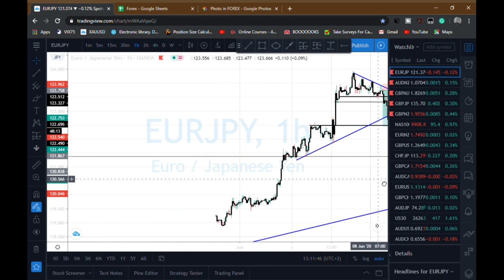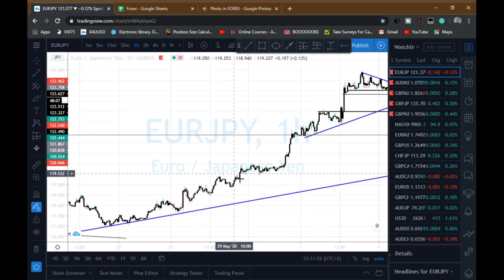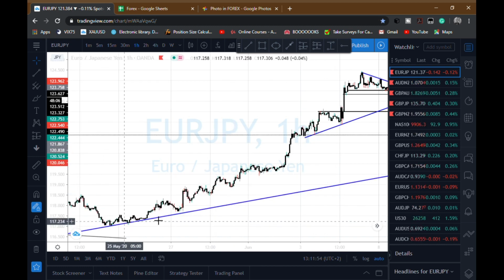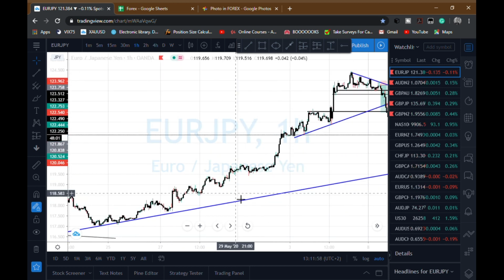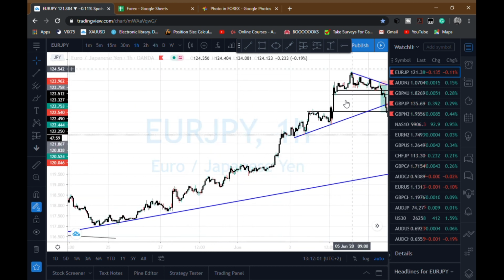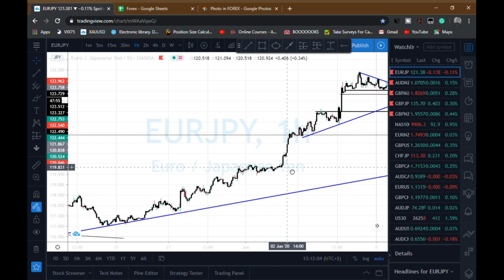So this is what I was seeing. I have this uptrend right here. This thing has been going up, going up, no retracement, just up. So I was anticipating the retracement back to the trend line, to the major trend line.